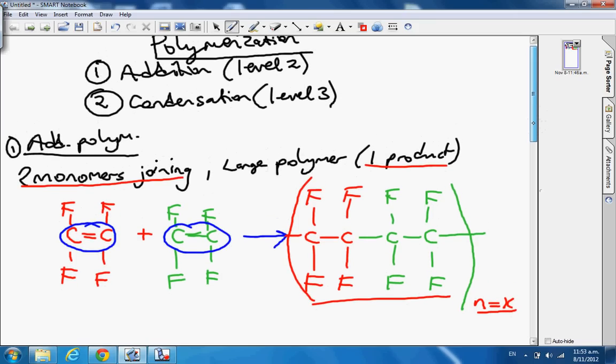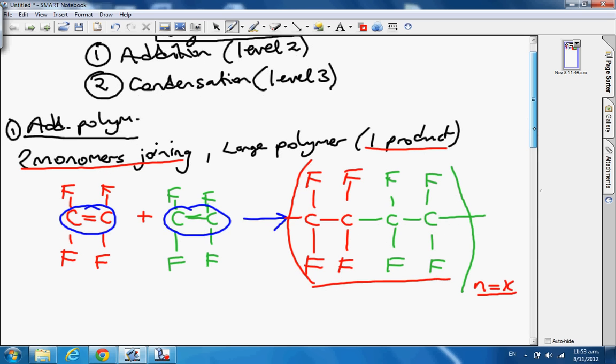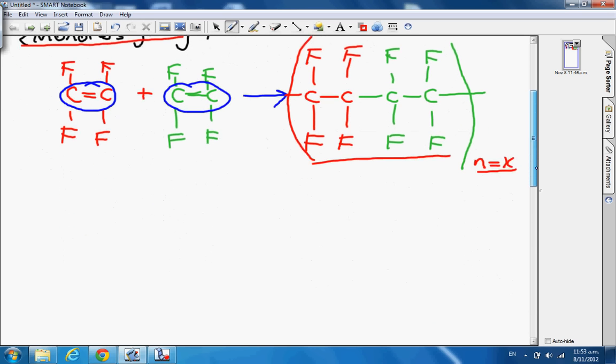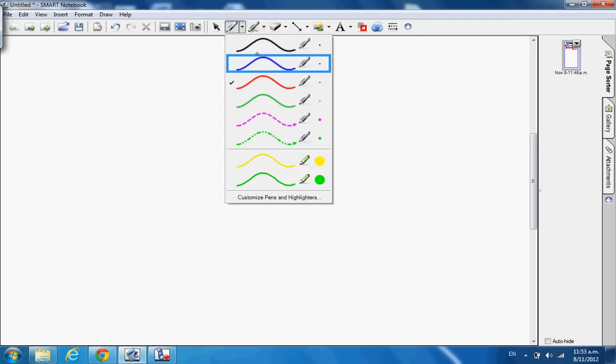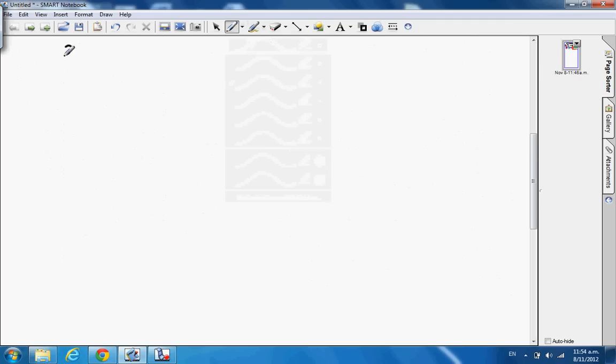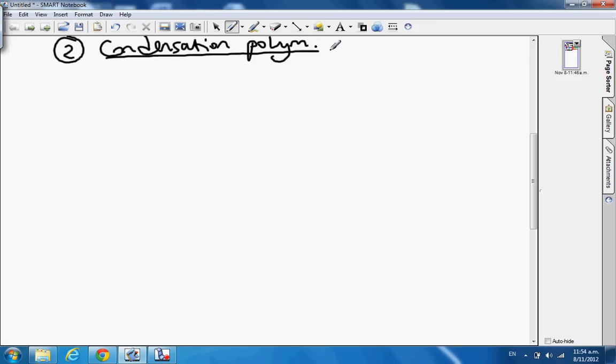Now there's no real mention of addition polymers in level 3, so the big one in level 3 is condensation polymerization. So let's talk about condensation polymerization now. So new title, second type of polymer, we have our condensation polymerization. Okay, condensation polymerization. So again, with teaching, we try to initially act on what you guys should understand already.